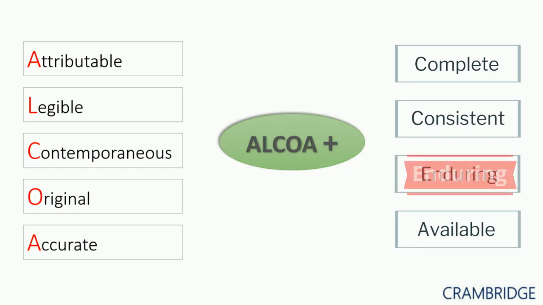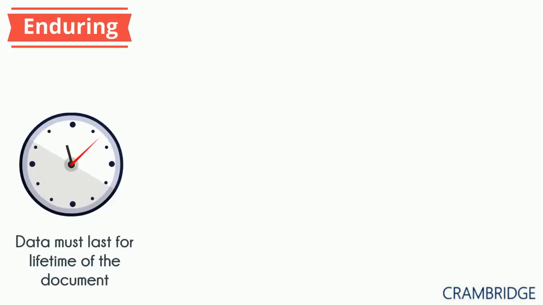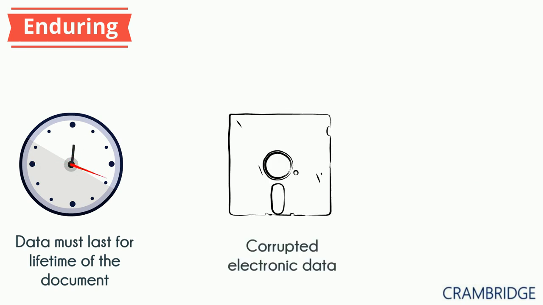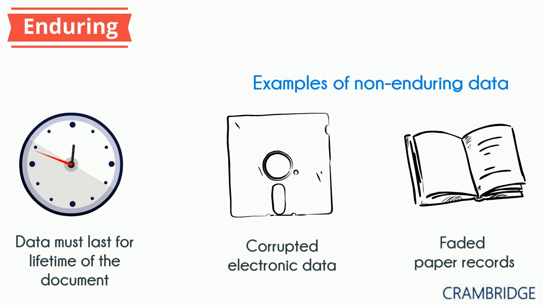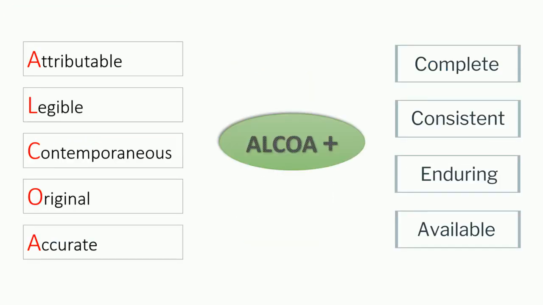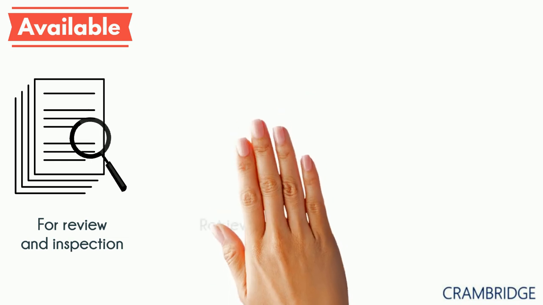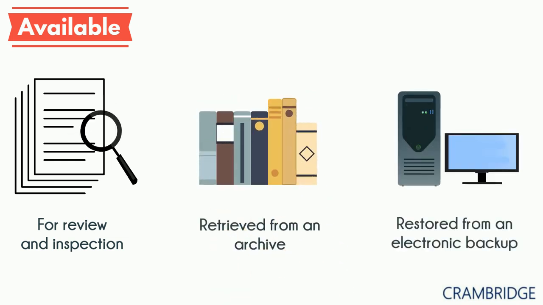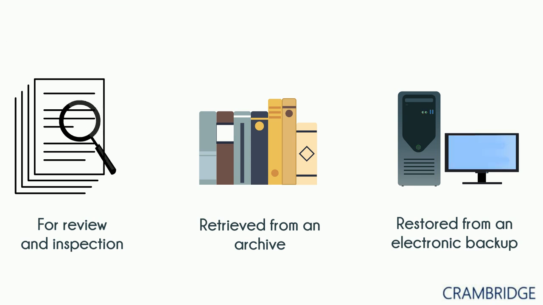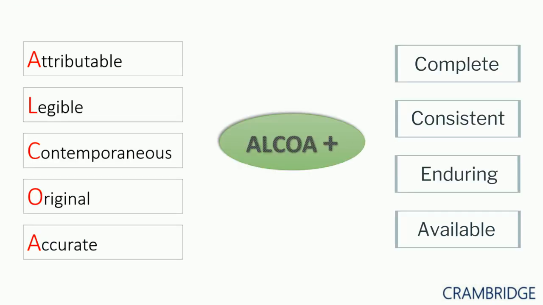Data must be enduring. That means it should last throughout the data lifecycle. Corrupted electronic data or faded paper records are examples of non-enduring data. And finally, for ALCOA Plus, data must be available for review and for inspection. Data must be stored such that it can be retrieved from an archive or restored from an electronic backup quickly. ALCOA Plus, an easy abbreviation to maintain data integrity.